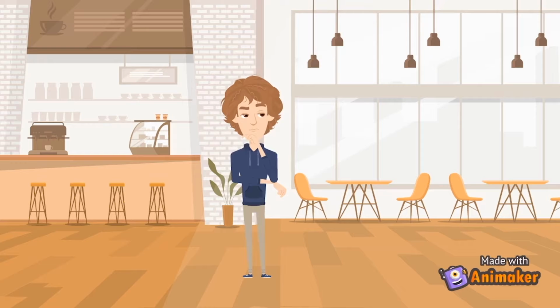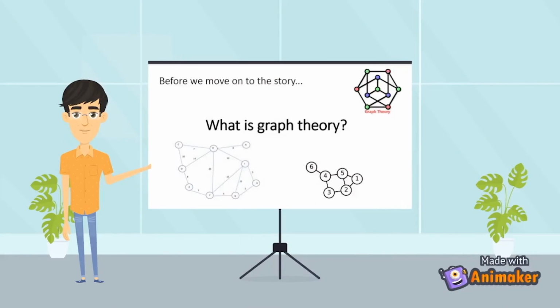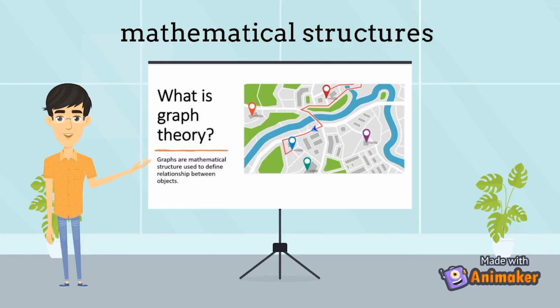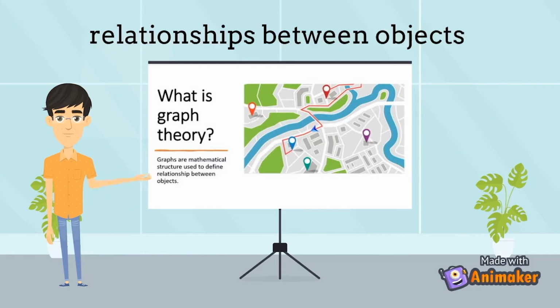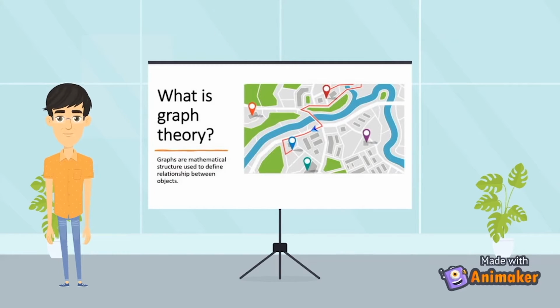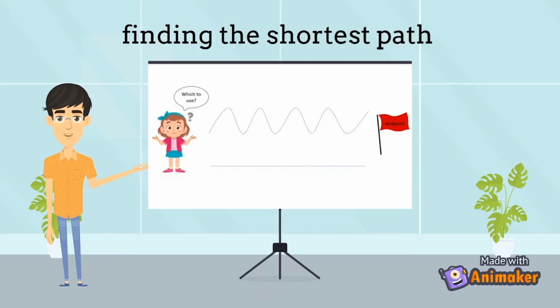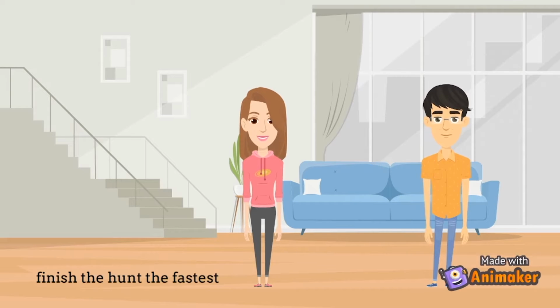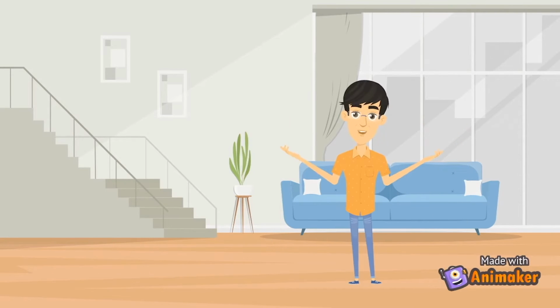Before we move on to the story, let me tell you what graph theory is all about. Graph theory is the study of graphs, which are mathematical structures used to define relationships between objects. For example, graph theory can be used to find the shortest distance between 2 places. In our scenario, we are trying to help the girlfriend finish the scavenger hunt using the shortest route through graph theory.